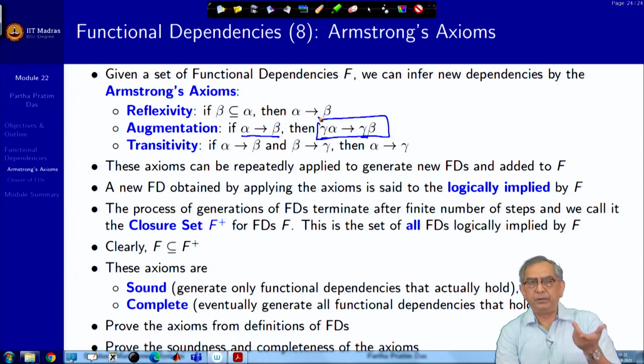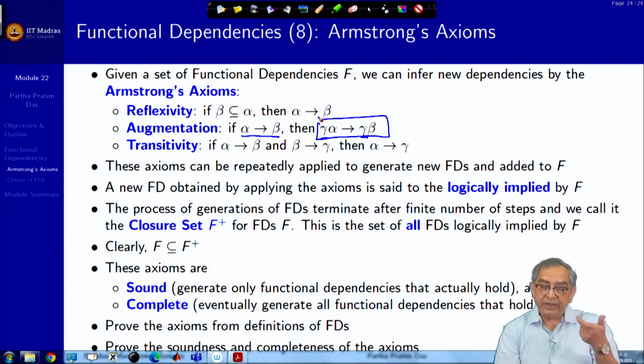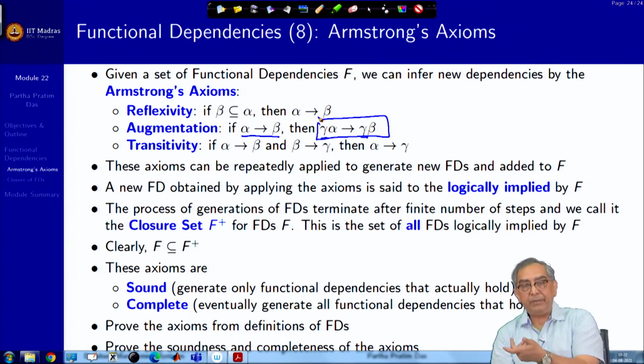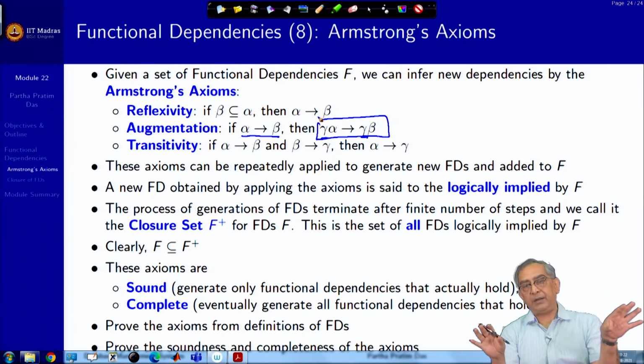It is very simple to reason that, because if we say two tuples match on gamma alpha, then what we are saying? Then they match on gamma beta. The fact that if they match on alpha, they will match on the beta part is the given functional dependency alpha determines beta. We have added the gamma set on the left, we have added the gamma set on the right.